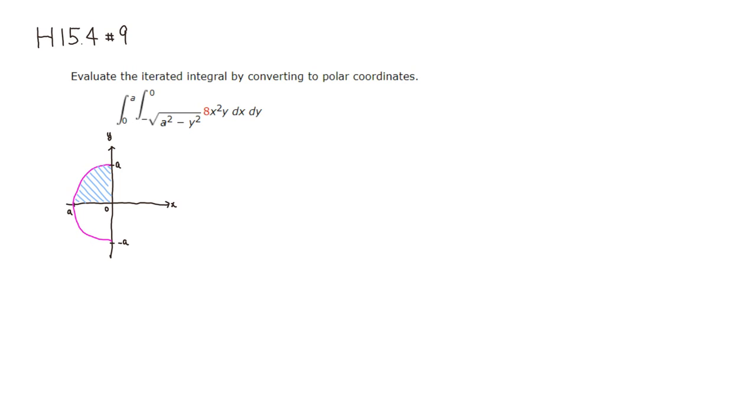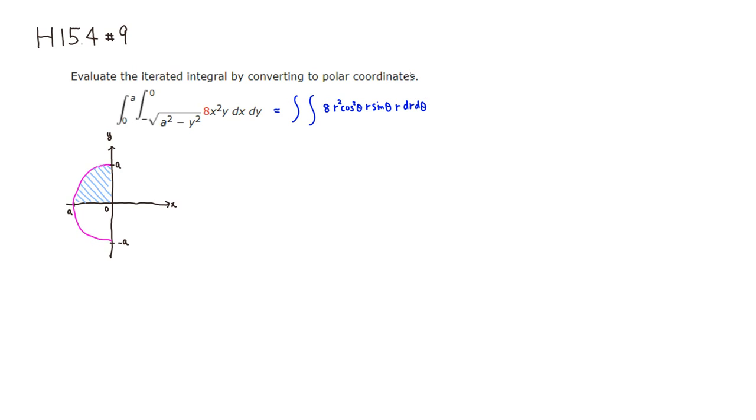So we can go ahead and rewrite it in polar coordinates. So you have a double integral. We're going to have 8. x is r cosine of theta, but we have to square that, so it's going to be r squared cosine squared of theta. Then you have a y, that's going to be r sine of theta. And then we have dx dy, which in polar coordinates is r dr d theta.